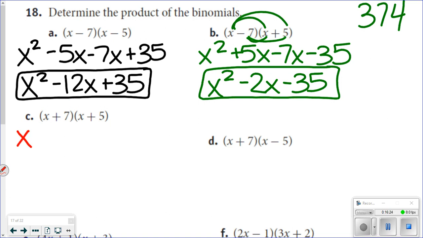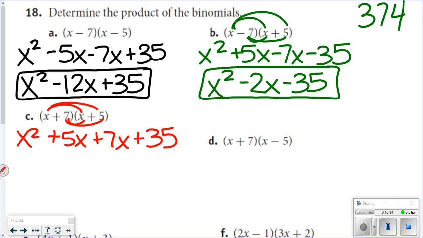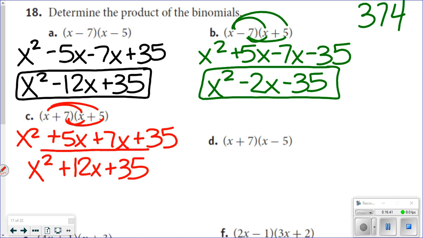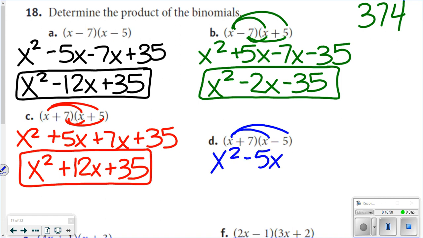First, outside, inside, last. Combine my two middle terms, my two x's. Distribute, so first, outside, inside, last. Combine my x's, my two middle terms.